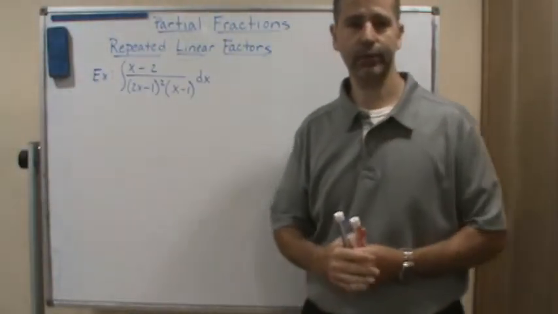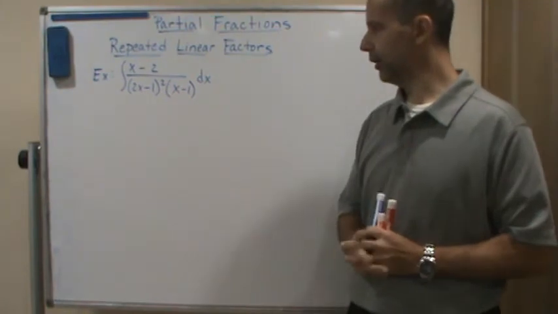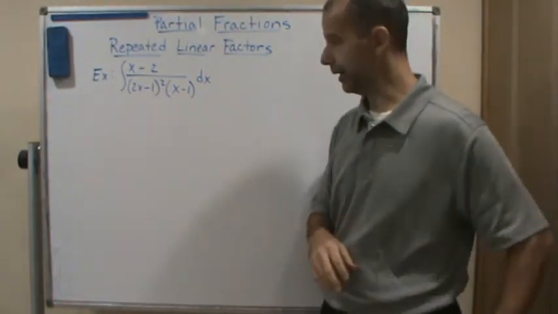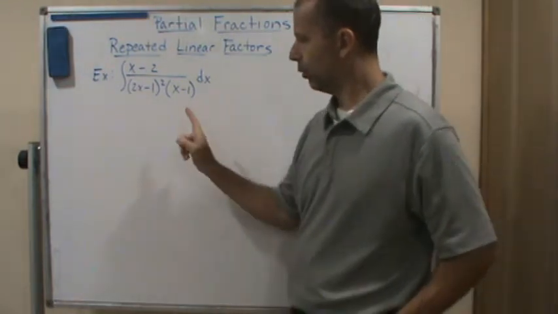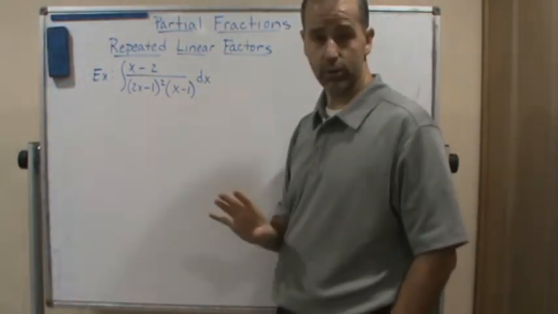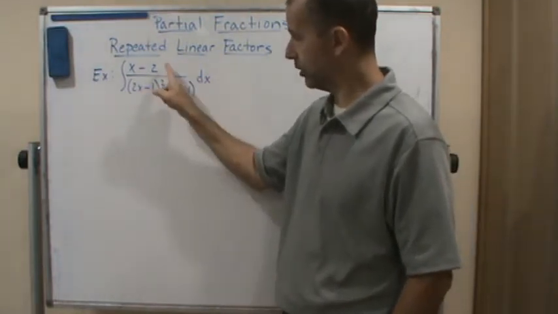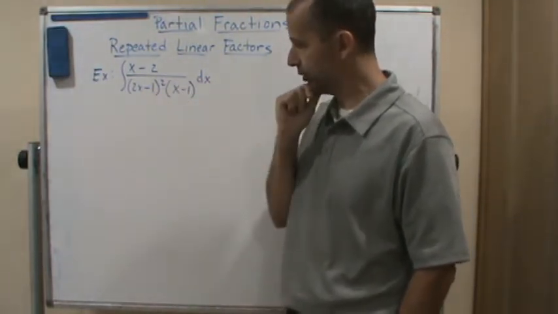Okay, so welcome back. So now we're going to do an example. Notice that we have a repeated linear factor in the bottom. Okay, so now what are we going to do? First, we check the degrees. First we notice the degree of the top is less than the degree of the bottom.